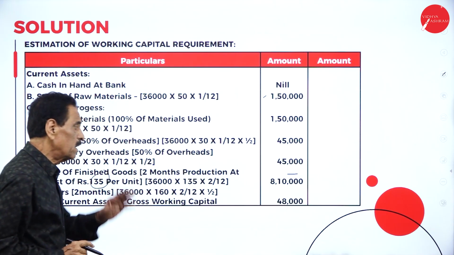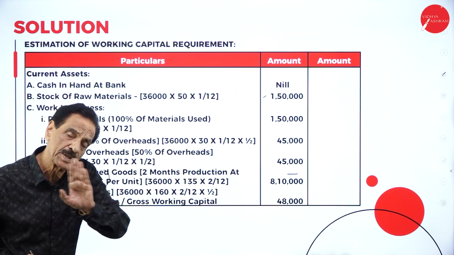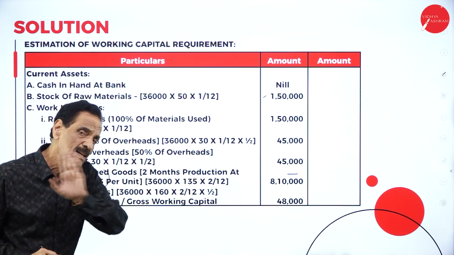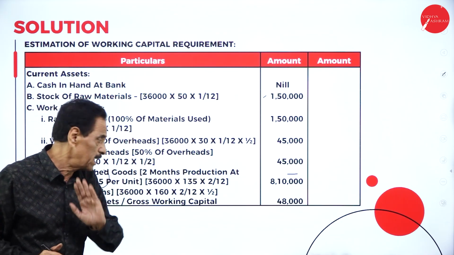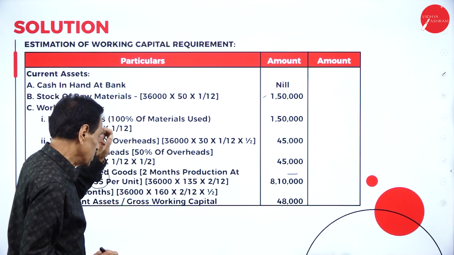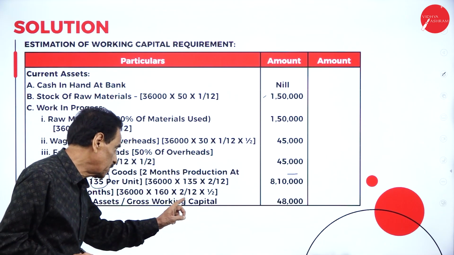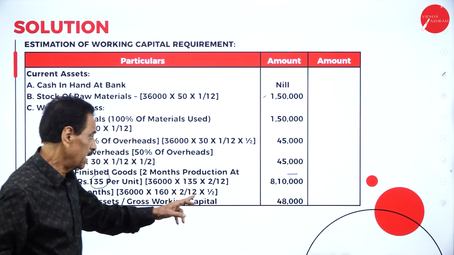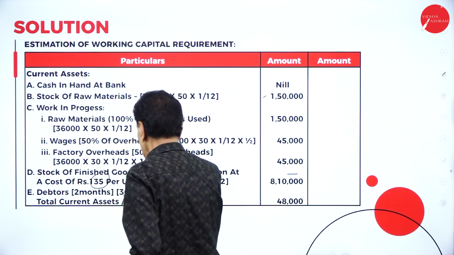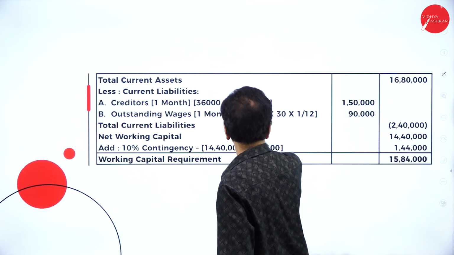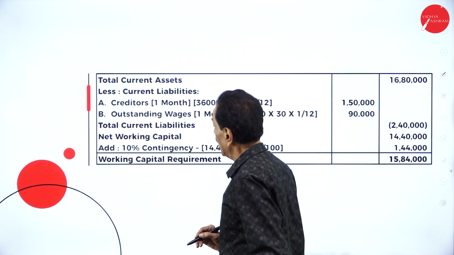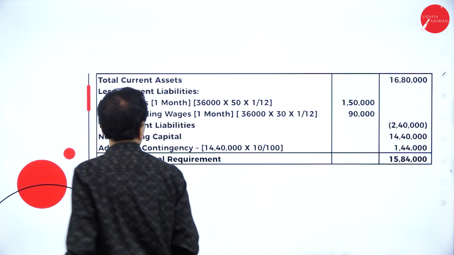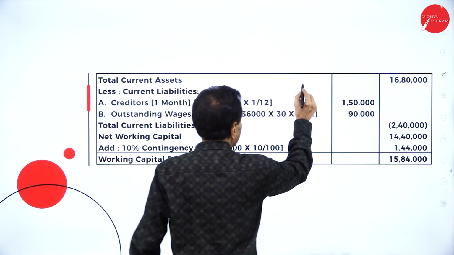Debtors are 2 months, because 50% of the sale becomes the cash sale. So cash sale should not be considered. 36,000 divided by 12, what is the total cost? 16 into 2, half is 48,000. Total current assets: 16,80,000. We can call this A.